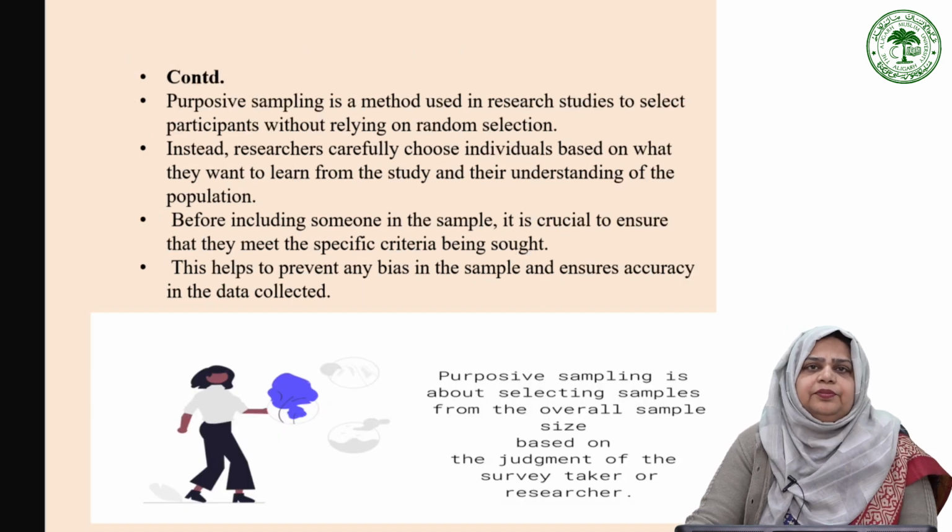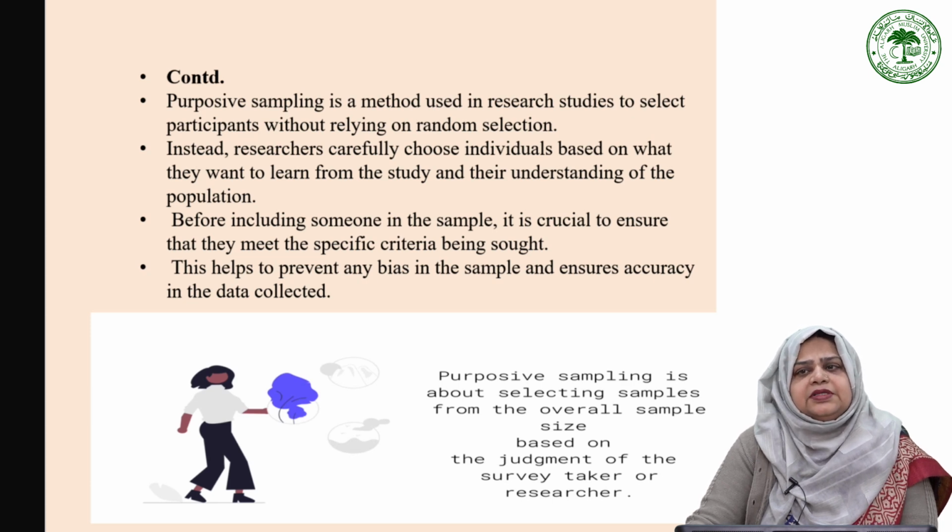So, we can say that purposive sampling is a method of selecting participants for a study based on specific criteria that the researcher deems important. Unlike random selection, this approach allows the researcher to use their knowledge and understanding of the research topic to determine who should be included in the sample. Before including someone in the sample, it is crucial to ensure that they meet the desired criteria. While this method can introduce bias, it also provides the researcher with the flexibility to create a sample that aligns with their research objectives.